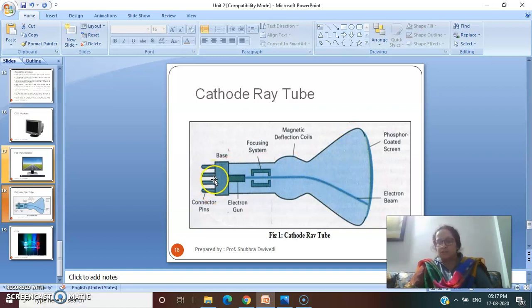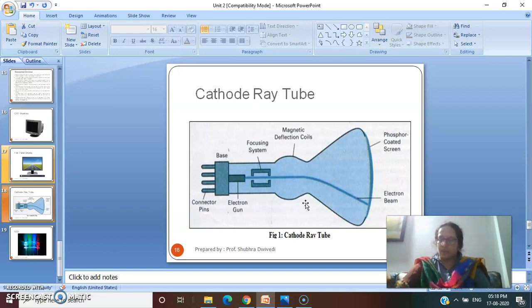Okay, first the positive charge will be received from here, after that these magnetic deflection coils will give the positive charge to the electrons so that they do not repel each other and hit the phosphorus coated screen in a particular direction. Okay, so this is the functionality of CRT, that is how a CRT works.